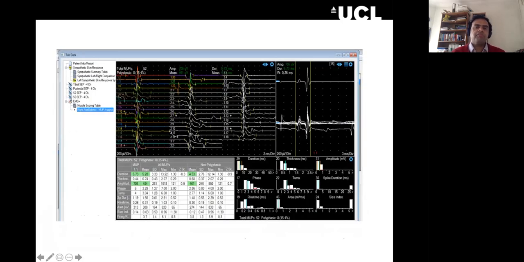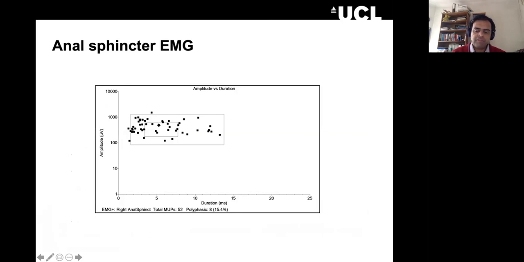So this is her neurophysiology. This is the anal sphincter EMG, the MUP, so you can see the individual motor unit potentials, and this is them plotted. You can see that there are several motor unit potentials that are more than 10 milliseconds in duration. Not many that have a high amplitude. Some of them have a long duration, of course.